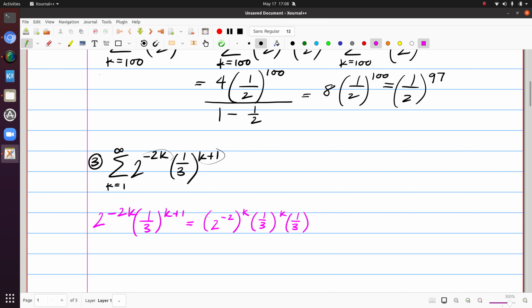So I can write this as 2 to the minus 2 is now 1 over 2 squared, which is going to be 1/4. And so finally, we can combine these two that have the same exponent and write that as 1/4 times 1/3, all raised to the k. So 1/12 to the k times 1/3. So what I've ended up with here is equivalent to what I've started with, but arguably makes it a lot easier for me to deal with this geometric sum.